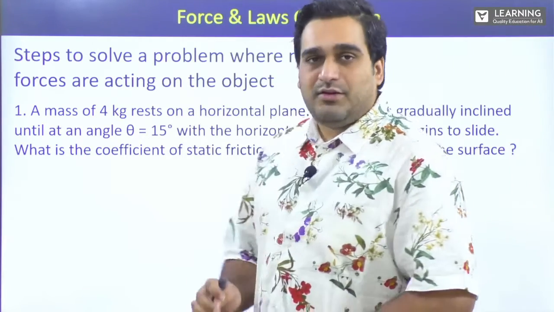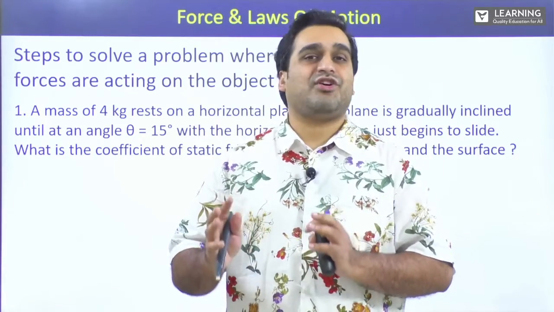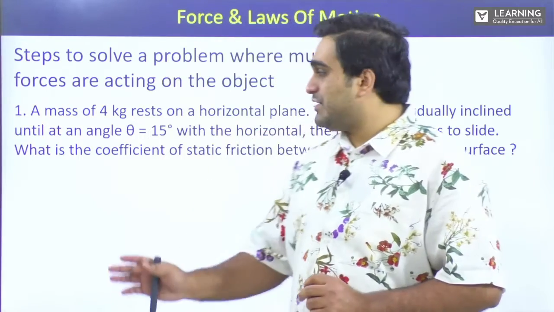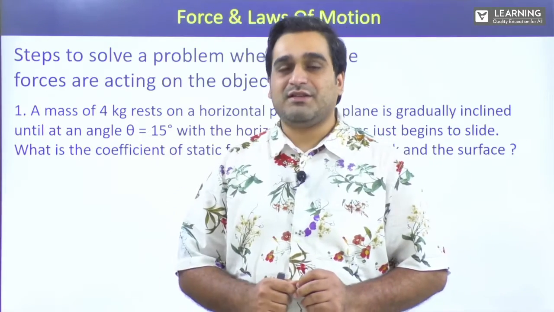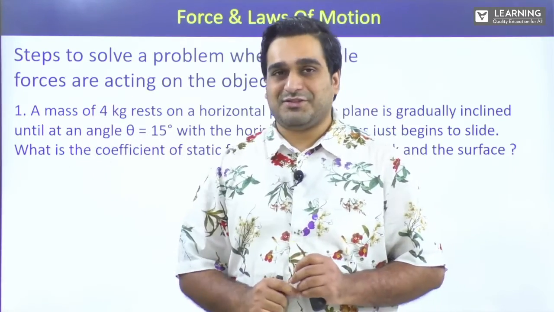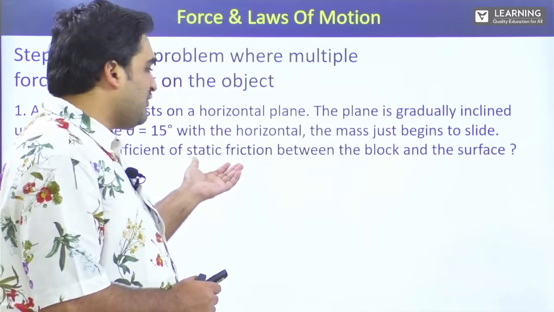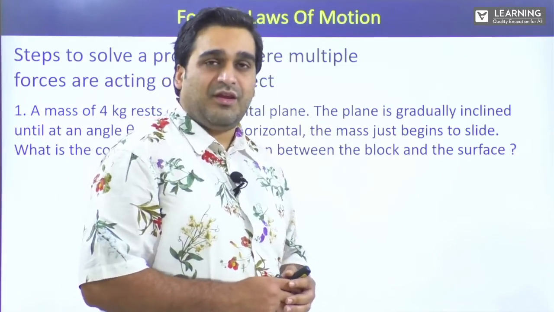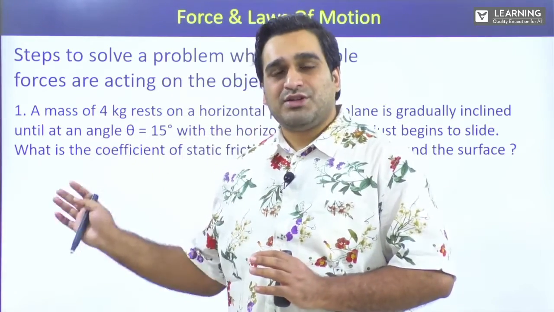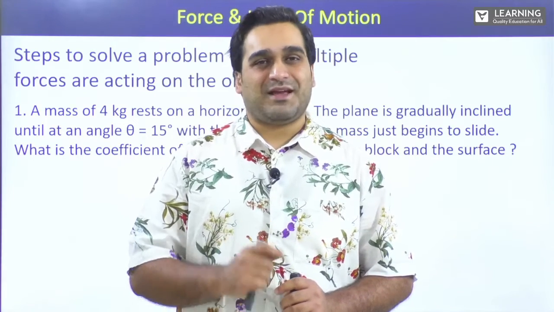This problem looks more like a realistic problem, where you have a block that is placed on an inclined surface. The angle of inclination of that surface is already given, which is 15 degrees. Also, the mass of the block is given, 4 kg. What we need to determine here is the coefficient of static friction. Now, in order to solve this problem, we first need to understand the question with the help of a diagram. So let's illustrate this question with a diagram.